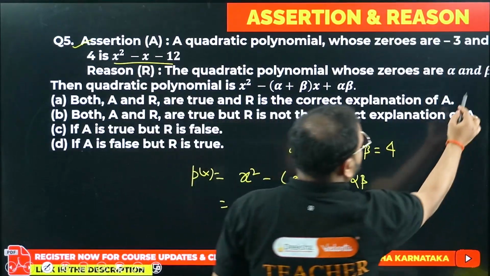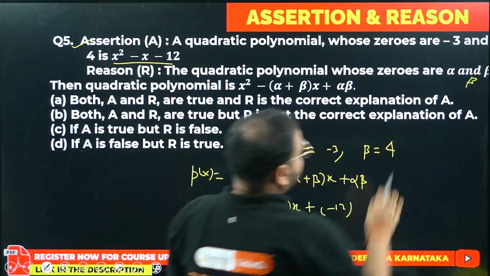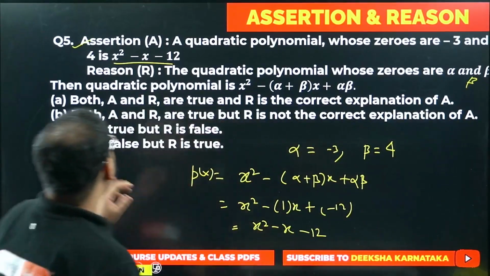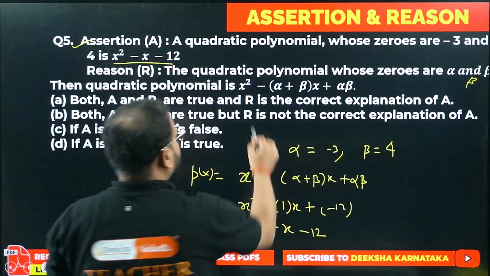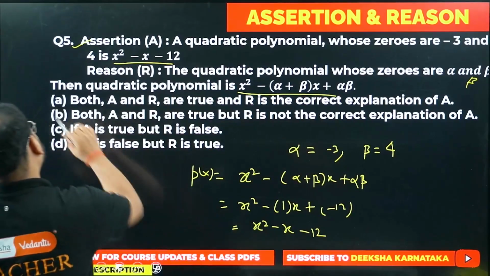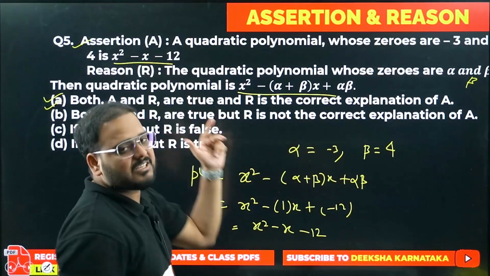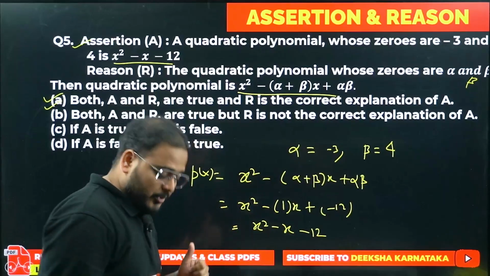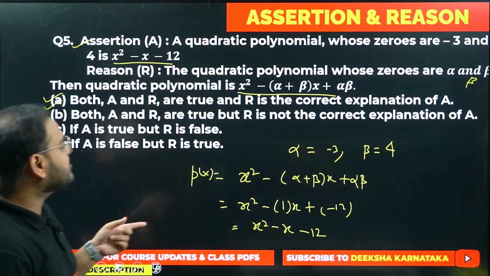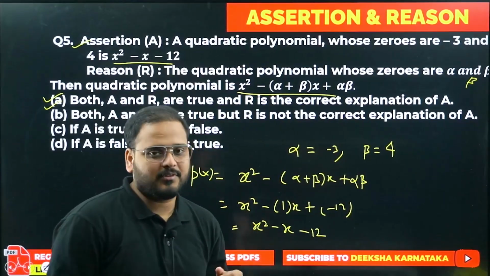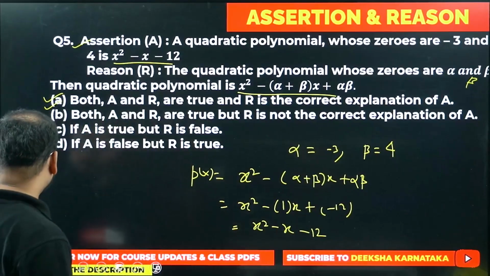Alpha, and this is written here as beta, not visible. Typing mistake again, forgive me. Then the quadratic polynomial is given by the same thing I've written over here. So the answer is A. Both of them are true and the reason explains the assertion. Correct. So option A: assertion and reason are true and reason is the correct explanation of assertion. Simple problem, not much difficult.